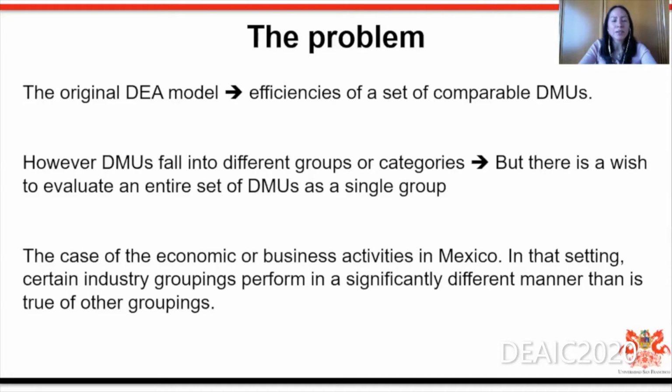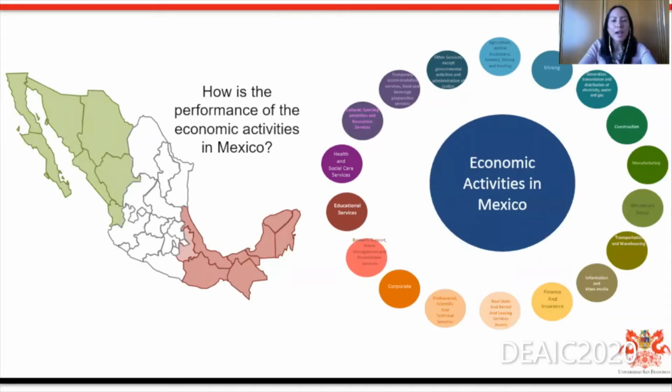The recommended projections for poor branches may be unattainable, in that they can only reach the frontier by becoming rich branches. Consider as well the example that we present in this study. The case of economic activities in Mexico is one of these. In that setting, certain industry groupings perform in a significantly different manner than others. In the next slide, I will present briefly the case of Mexico, the economic activities.